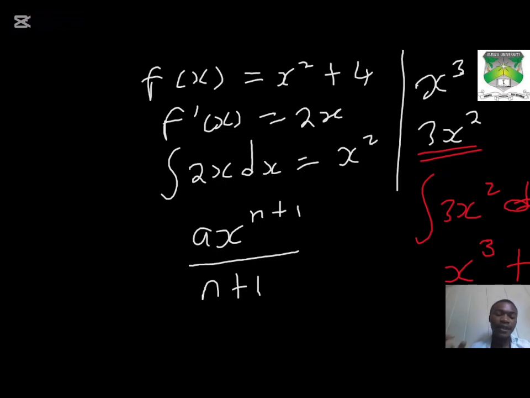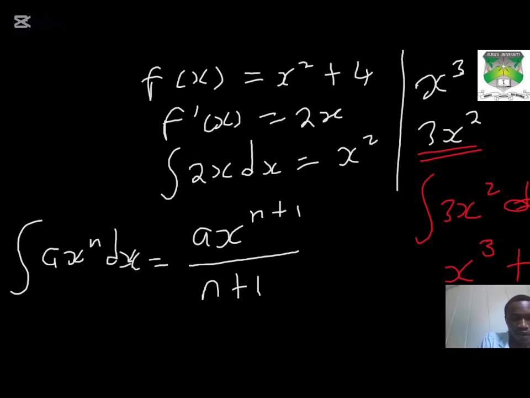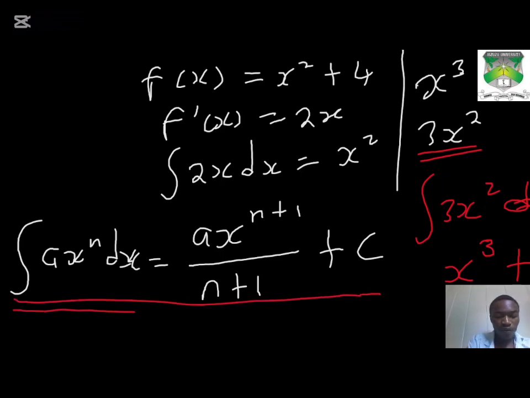That is the general formula that we can use to integrate, for example, a x to the power n with respect to x. It just gives us this one plus c. This is what is called the general formula of integration for a power function. That is what we're going to use.